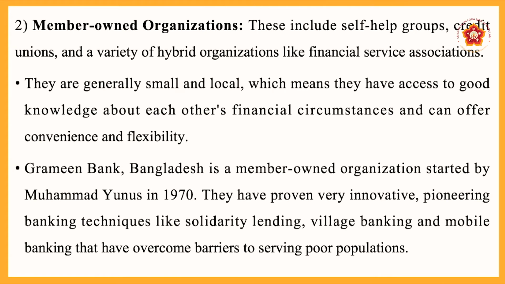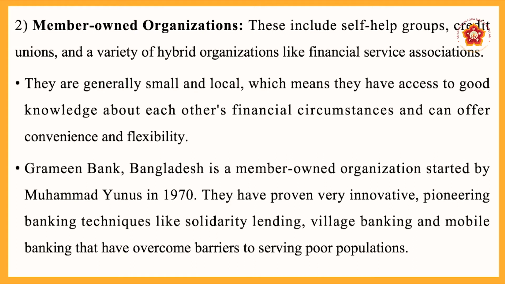Second type is member owned organizations. So, these include self-help groups, credit unions, and a variety of hybrid organizations like financial service associations. Hybrid organizations meaning many organizations coming together to help these self-help groups. So, they are generally small and local, which means they have access to good knowledge about each other's financial circumstances and can offer convenient and flexible loans to these people. That means how and when you repay the loan will be flexible. If the person is not able to pay back, they can request some more time. So, this is what is meant by flexibility.